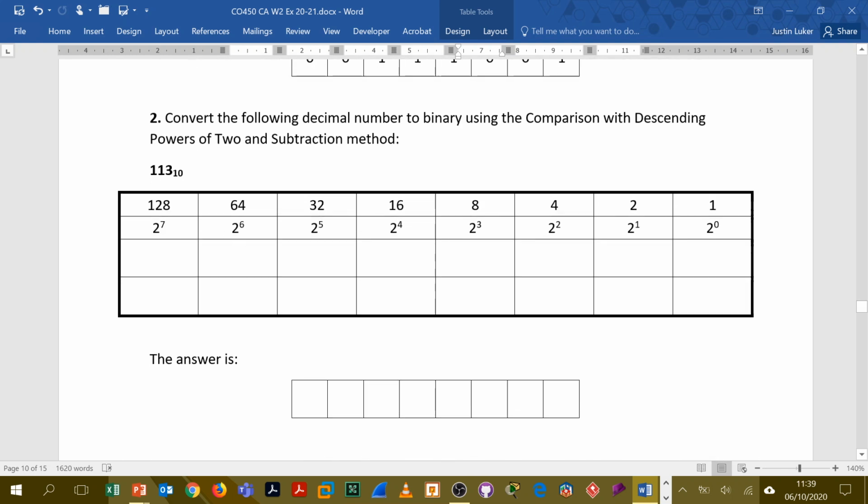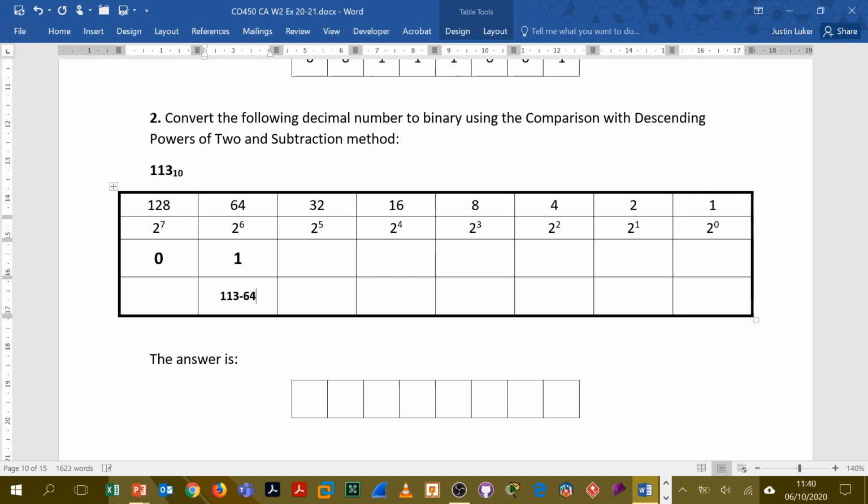Another one to do here. So 113 is the number that we've been given. So 128 is bigger, so that's going to remain a 0. 64 is less than 113, so we're going to have 1 here. So we're going to need to take our 113 and subtract 64 from it. So 64 off of 113, what's that going to be?